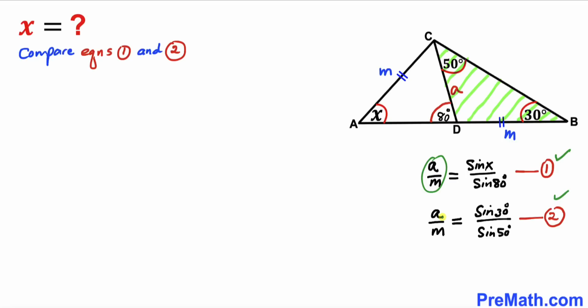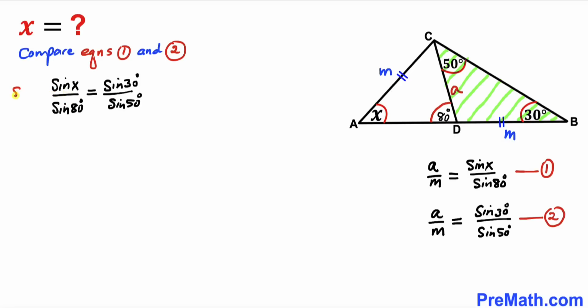Since the left hand side is identical, we can equate the right hand sides as well. So therefore we can write sine of x divided by sine of 80 degrees equal to sine of 30 degrees divided by sine of 50 degrees. And now let's go ahead and isolate sine of x.